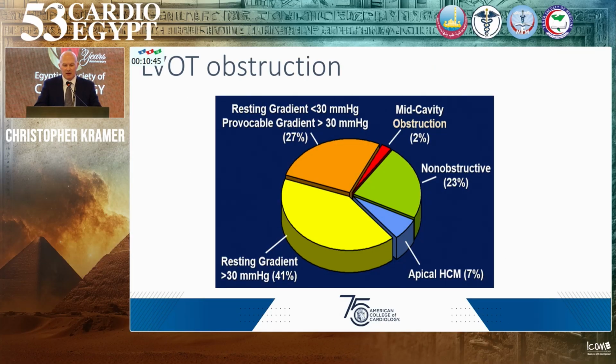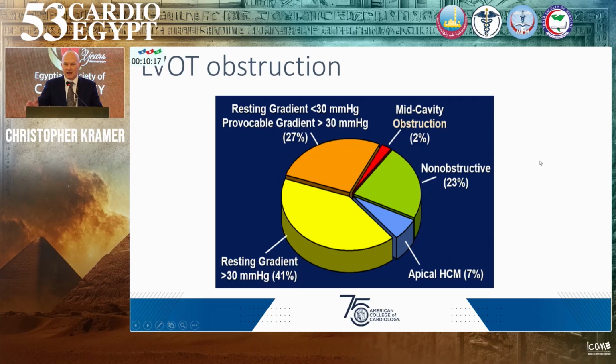This is an older slide that suggests that two-thirds of patients with HCM are obstructive, that about 41% have a rest gradient of more than 30, and then another nearly 30% have a provocable gradient, either with Valsalva or exercise echo, of more than 30. And then the other non-obstructive subtypes are about one-third of patients.